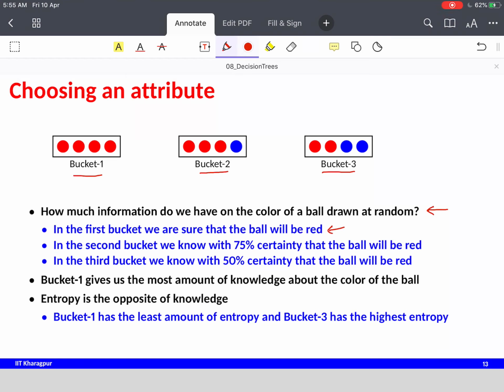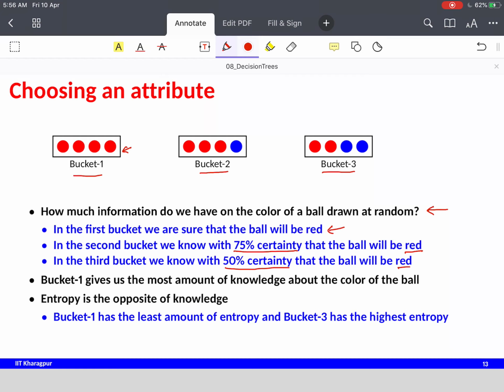In the first bucket, we can say that the ball will be red. Whatever ball I draw, it will always be red for bucket 1. For the second bucket, I can say with 75% certainty that it will be red. For the third bucket, with 50% certainty, it will be red. So bucket 1 has the maximum amount of knowledge about the color of the ball, because whatever ball I draw from here, it will always be red.